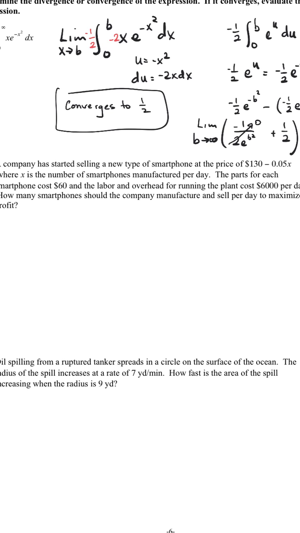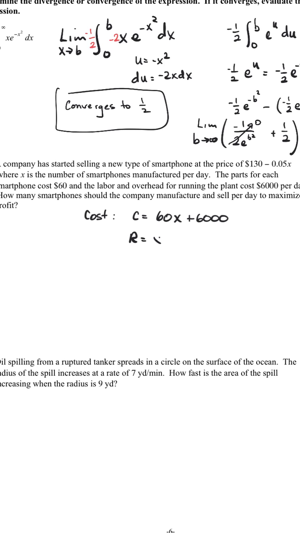So remember, profit is revenue minus cost. Cost, they want it per day. So we have a $6,000 fixed cost per day plus $60 per smartphone. And X is the number of smartphones. So $60 per smartphone is $60 times X plus the $6,000 fixed cost per day. So the cost is C equals $60 times the number of smartphones plus that $6,000 overhead.